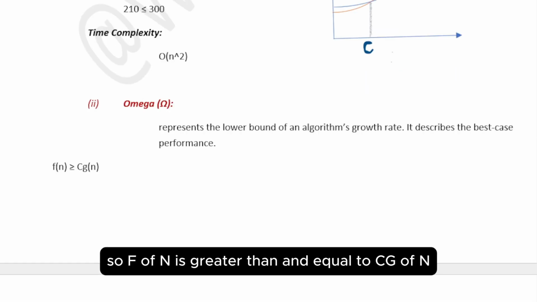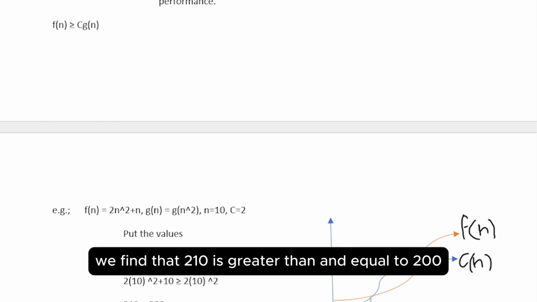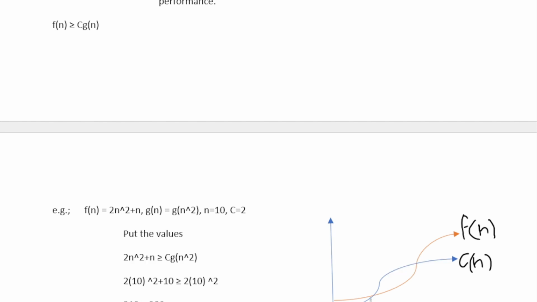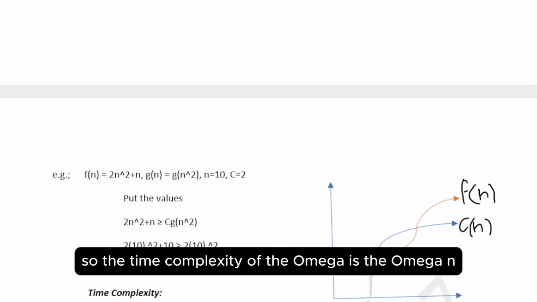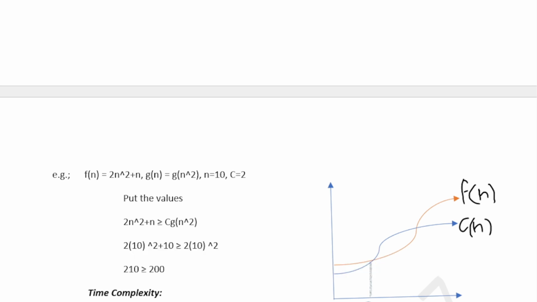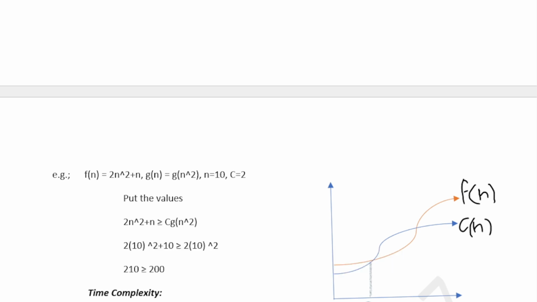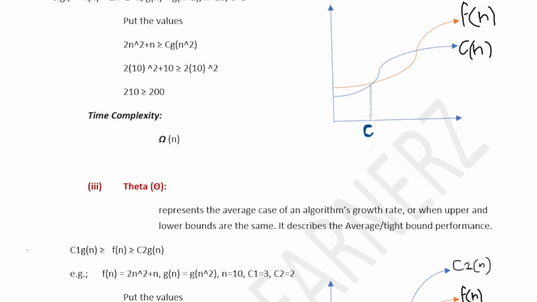So f of n is greater than or equal to c g of n. By putting all the values, we find that 210 is greater than or equal to 200. So the time complexity of the omega is omega of n. And here is the graph of the omega that shows f of n is greater than or equal to c g of n. Next type is the theta.